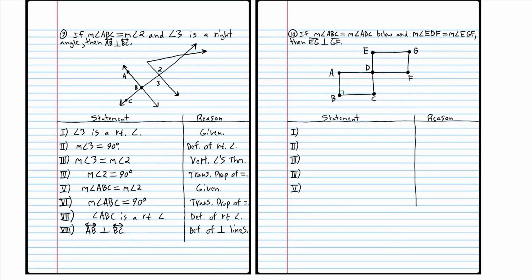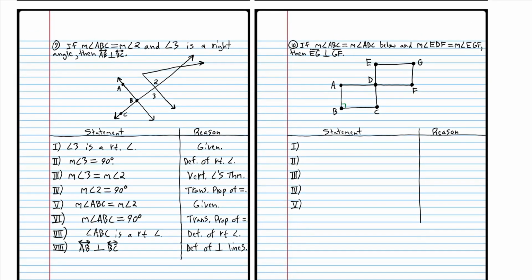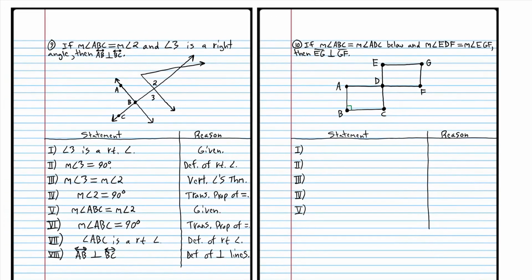Again, it doesn't say that in the sentence, it doesn't say that in the statement, but in the picture we see it's a right angle. So try number 10, and when you come back, we'll do it together. All right, we're back.